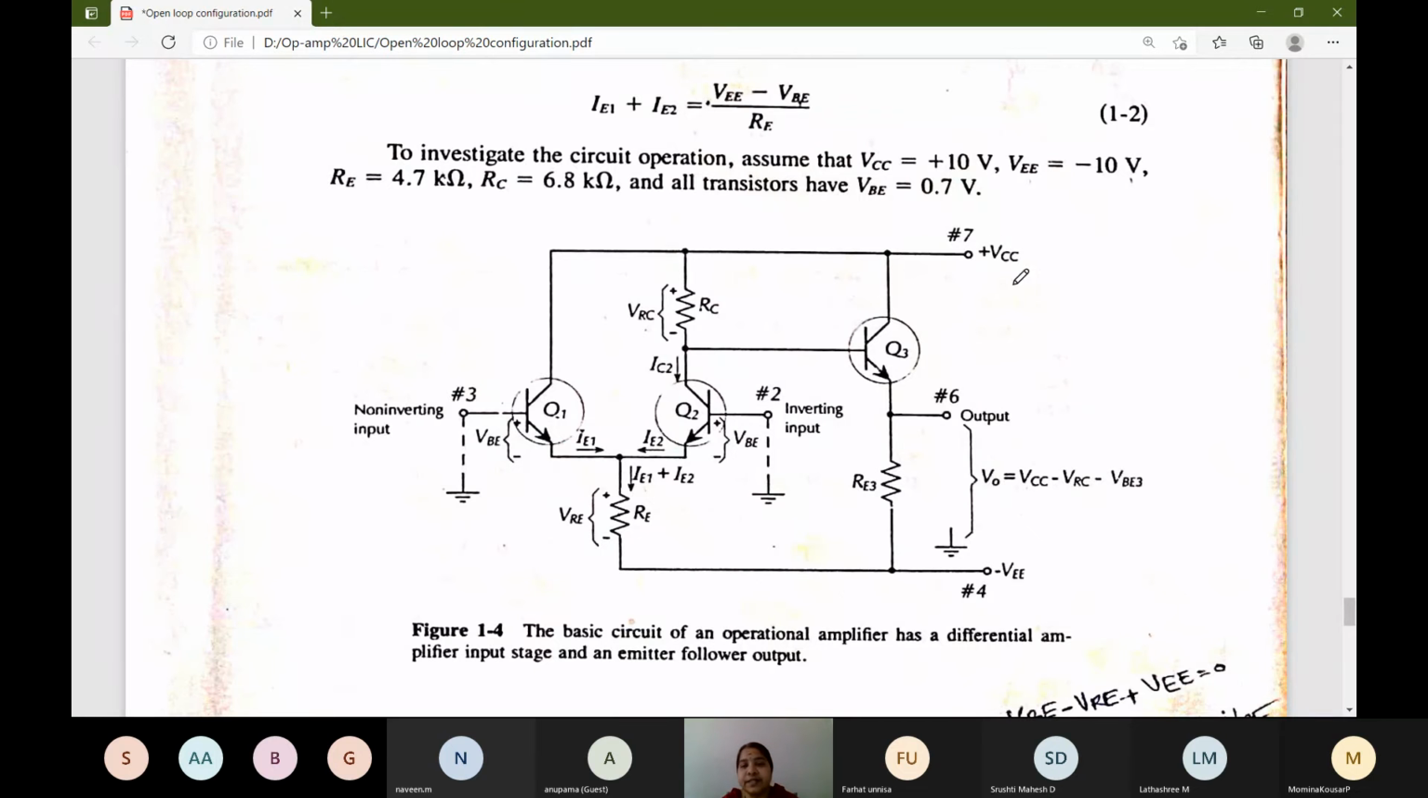So we call it VCC. Okay, and here both the emitters are brought together and given to minus VEE. So these are the two supply voltages, and Q3 will act as the emitter follower output. So one is a differential amplifier and the second one is an emitter follower. So with the block diagram, mention this circuit diagram also to show the basic circuit. So an operational amplifier is an integrated circuit which consists of transistors.